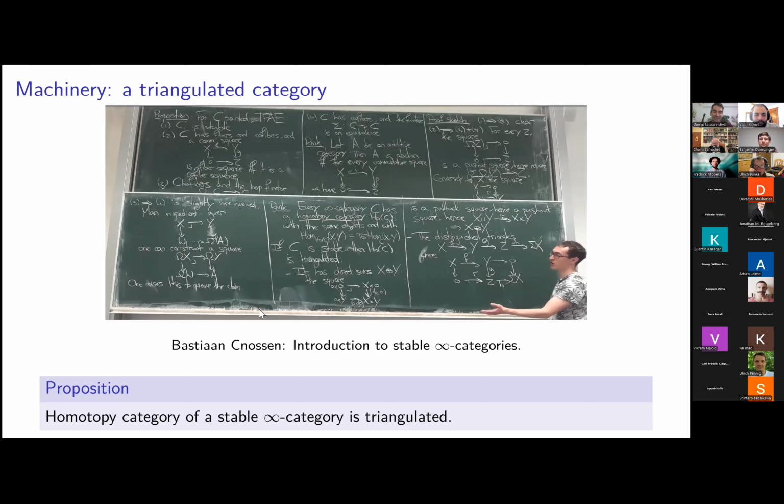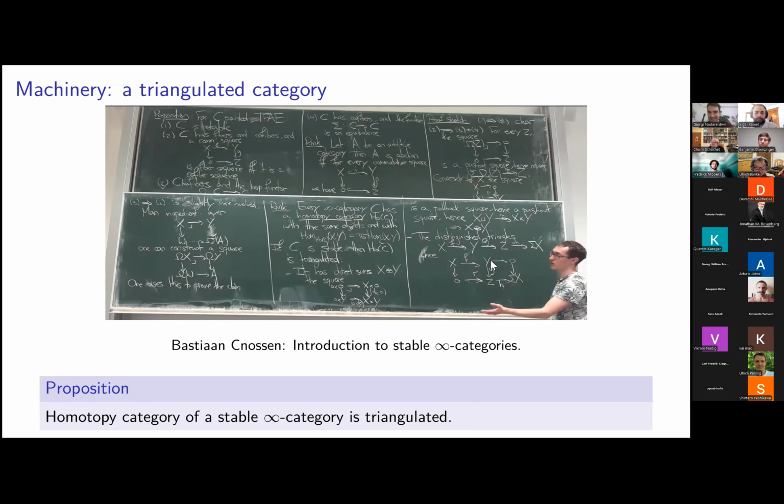So we had this very nice lecture. I think it was the second lecture, because the stable things were discussed in the second lecture from Bastian Knossen, an introduction to stable categories. Here you can see that we had this proposition that the following things about stable categories are equivalent. It was mentioned, not proved strictly, because we never strictly defined a triangulated category, but it was mentioned that we had these cofiber sequences here.